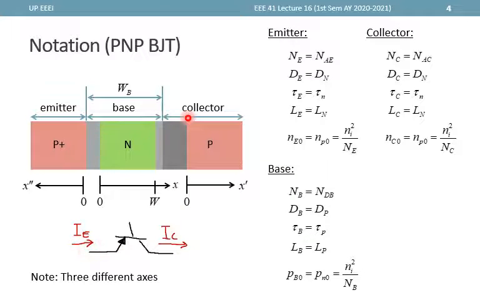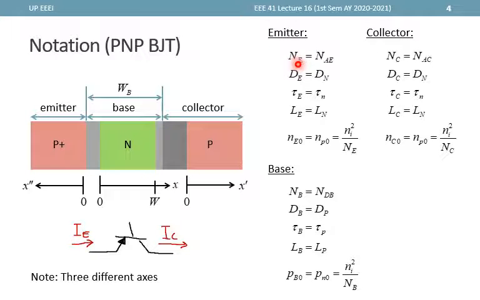Aside from that, we'll also define some new variables, although these are just shorthand notations. Since we are considering P and P, the doping concentration at the emitter must be some Na, and to differentiate that with the acceptor doping concentration at the collector, we have here NaC.